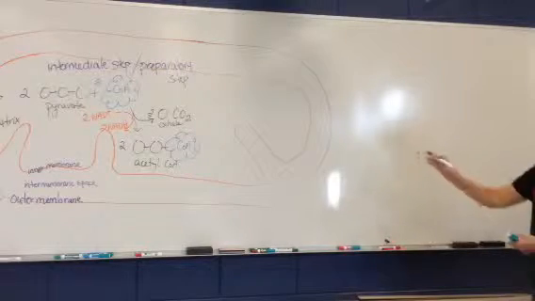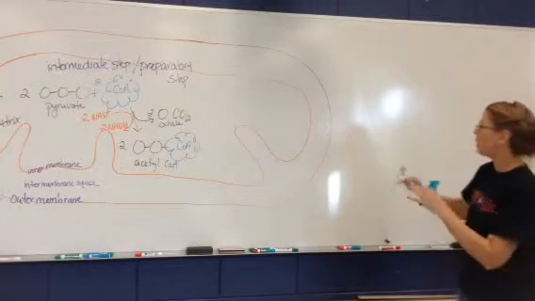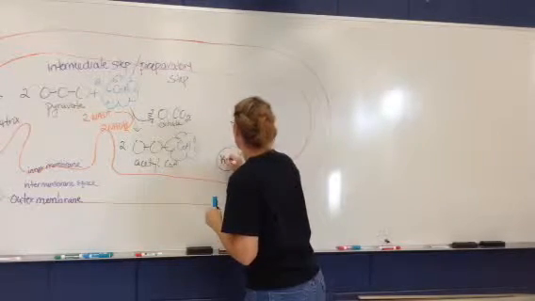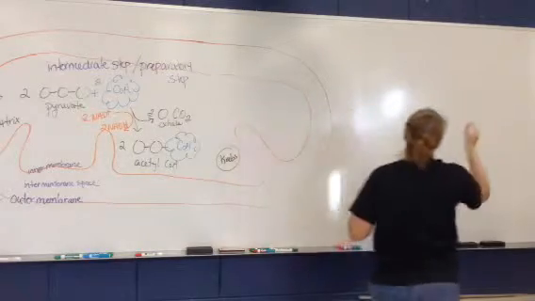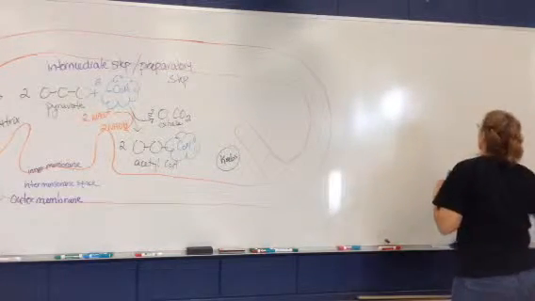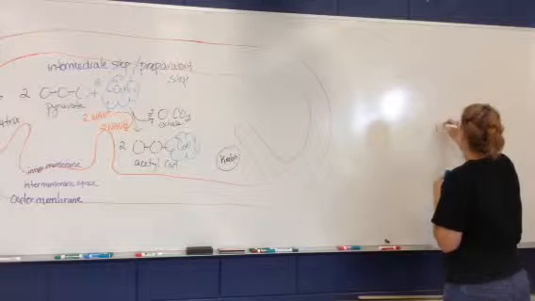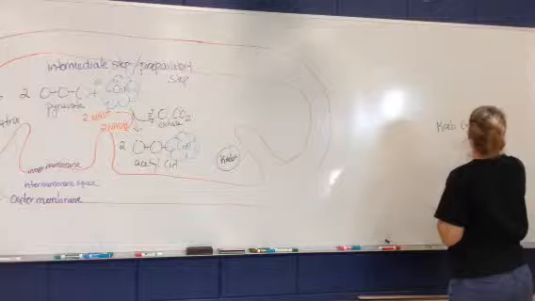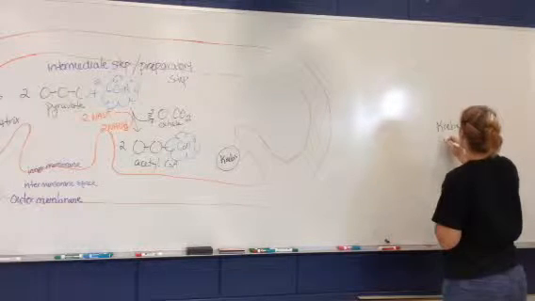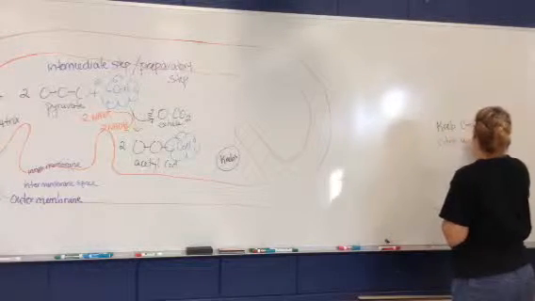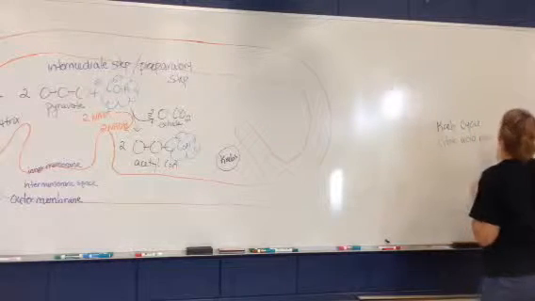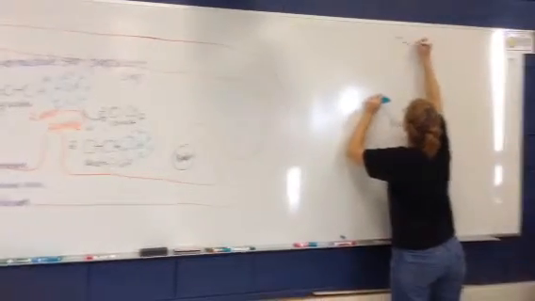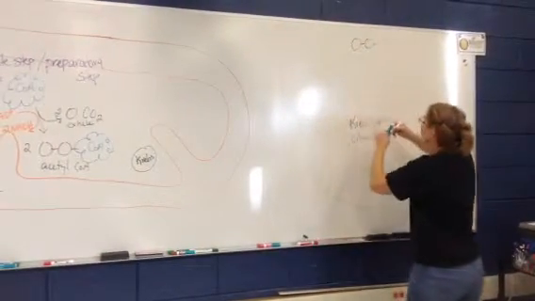Okay, so after the preparatory stage, we have acetyl-CoA, which I'm going to put over here. It would really be inside here. That's the Krebs cycle, so it's inside the matrix, but I'm going to draw it over here. All right, so we have our Krebs cycle, which is also called the citric acid cycle.